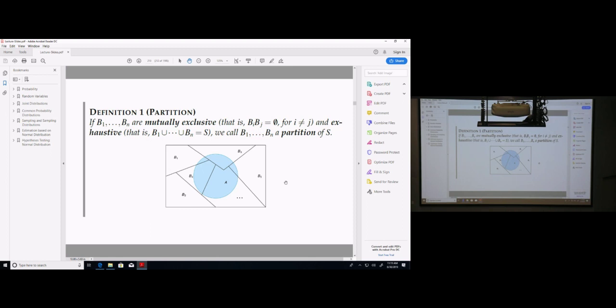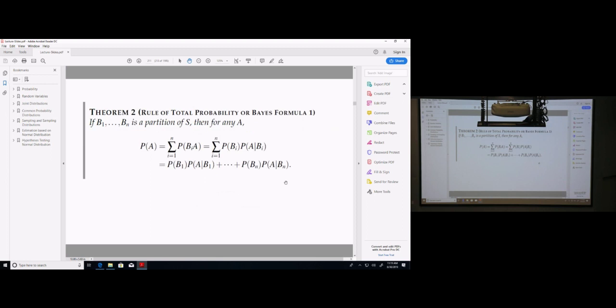So you basically exhaustively enumerate the possibilities, and your enumerations do not have overlap. So case 1 and case 2 do not have common situations. That is the mutually exclusive requirement. And now I have a particular set A that I'm interested in, and I want to compute its probability. So there are two formulas. This is called the rule of total probability, or some people refer to it as Bayes formula 1.